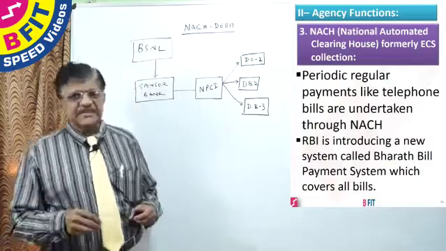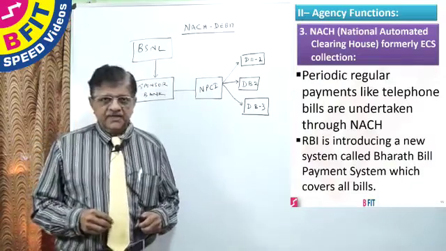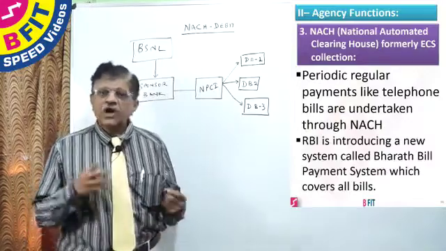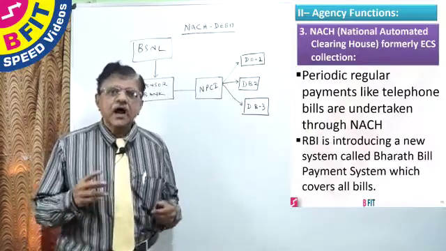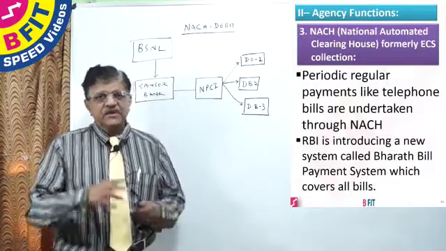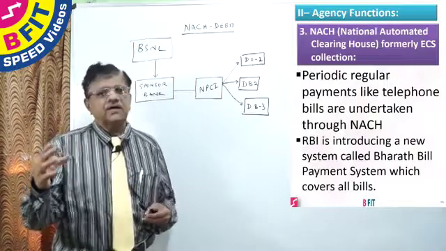The next major agency function performed by banks is NACH, National Automated Clearing House functions, which are broadly divided into NACH debit and NACH credit.